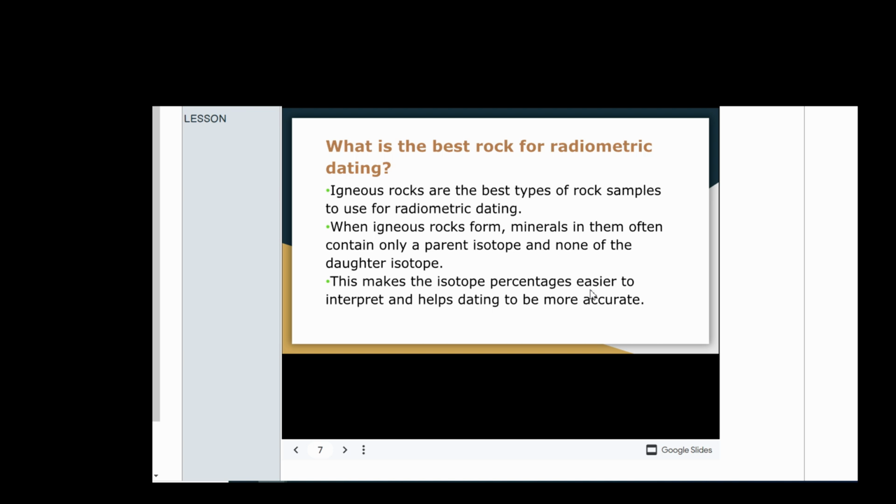So typically for radiometric dating, we need them to be igneous rocks. When they form, the minerals in them are only the parent isotope. They generally don't have any of the daughter isotope present when they form. That makes it a lot easier to determine what the half-life is because we know we had a pure sample to start.